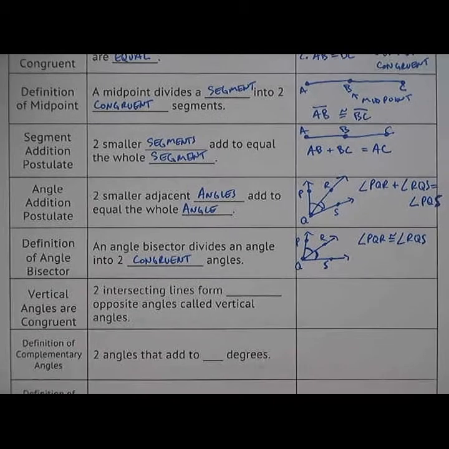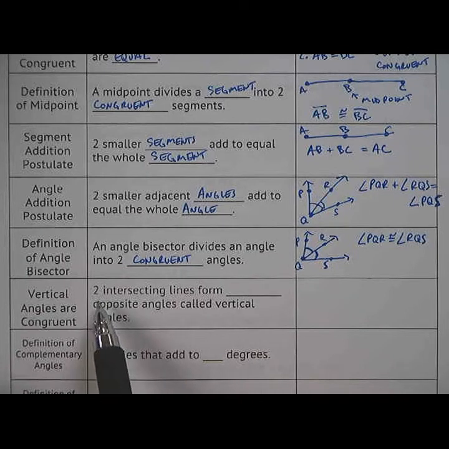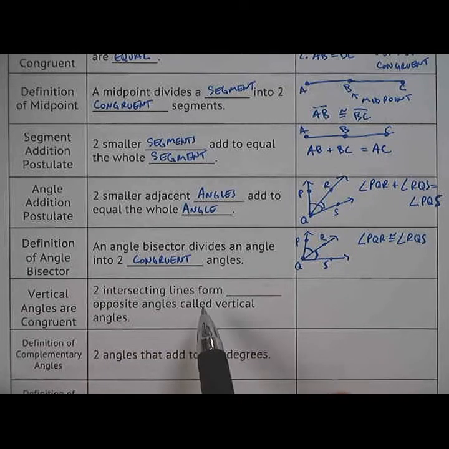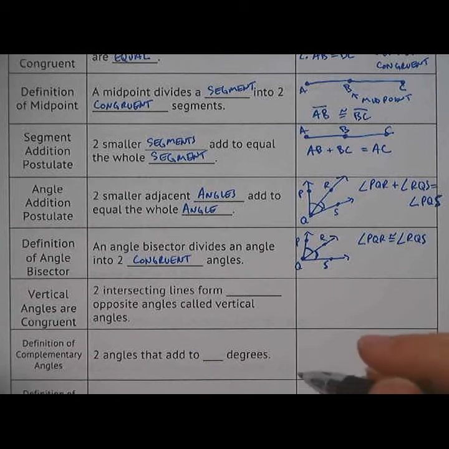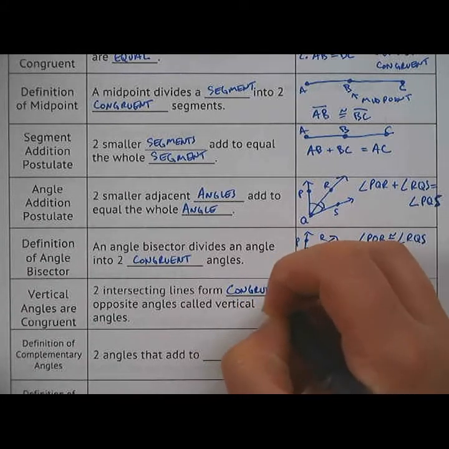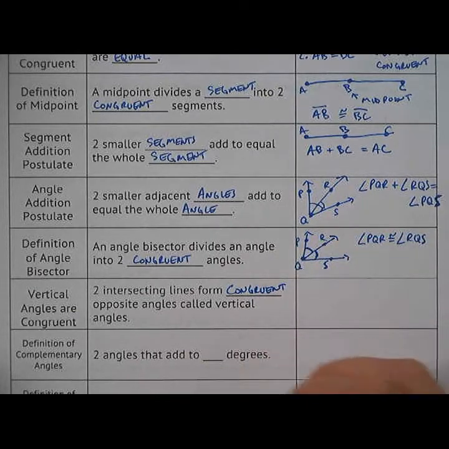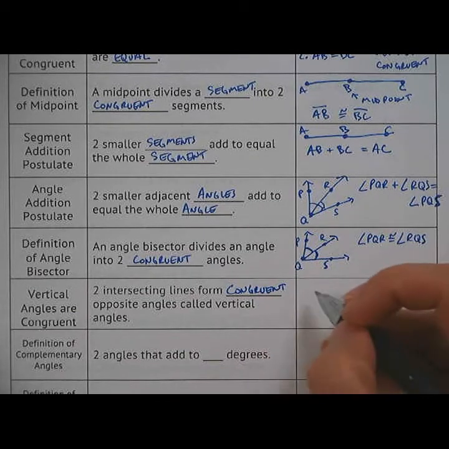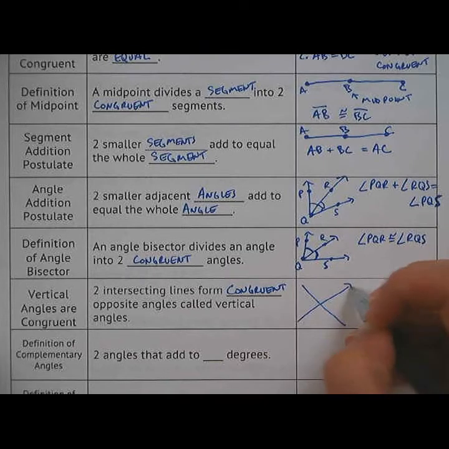Okay. Next one, vertical angles are congruent. So we know that when two lines intersect, they form opposite angles, and those angles are congruent. Those opposite angles are called vertical angles. So the picture that we get is something like this.